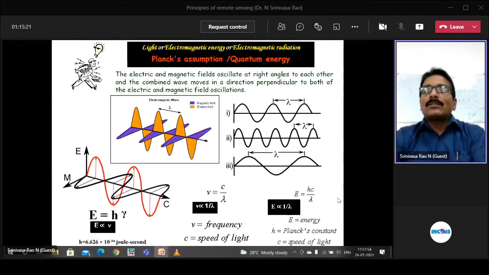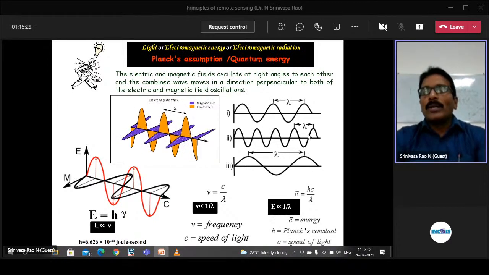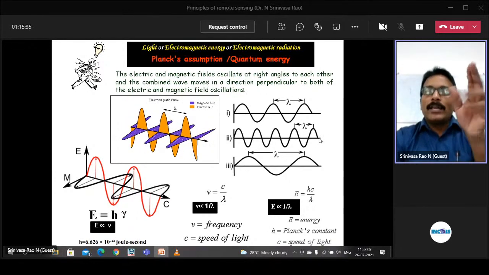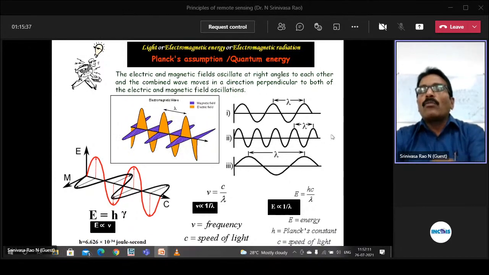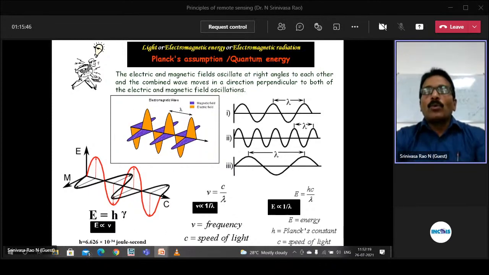That's why, in this relation, if wavelength increases, fewer waves cross that particular point, and energy decreases. If we come to here, wavelength reduces. If wavelength is less, from this point within the same 1 second of time, more waves cross. More waves means more packets crossing. More packets means more energy. That's why this is the proportional relation. So, frequency. I hope everyone understands this one.